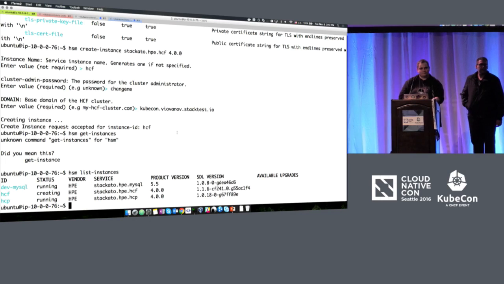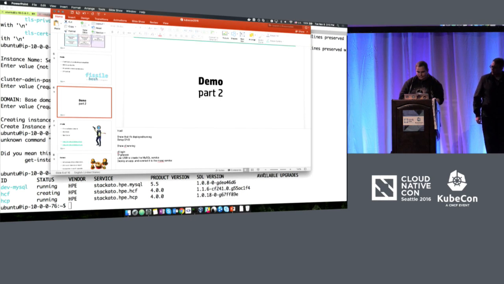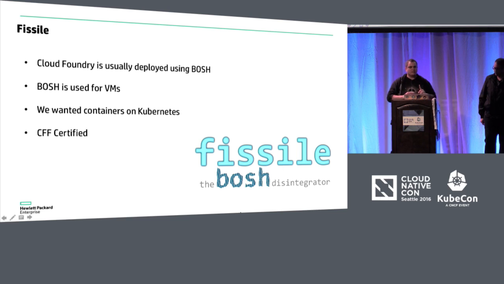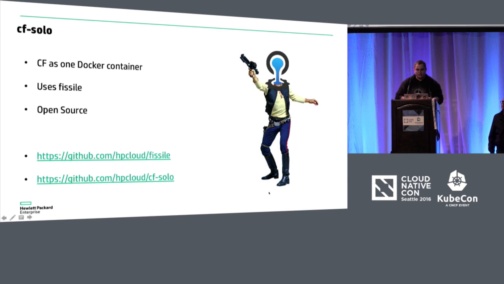Can you show us what the BOSH manifest looks like? So we don't actually use a BOSH manifest. Let me switch back to the presentation. So Fissile doesn't actually use a BOSH manifest. It uses something similar. Actually, let me go to the next slide.